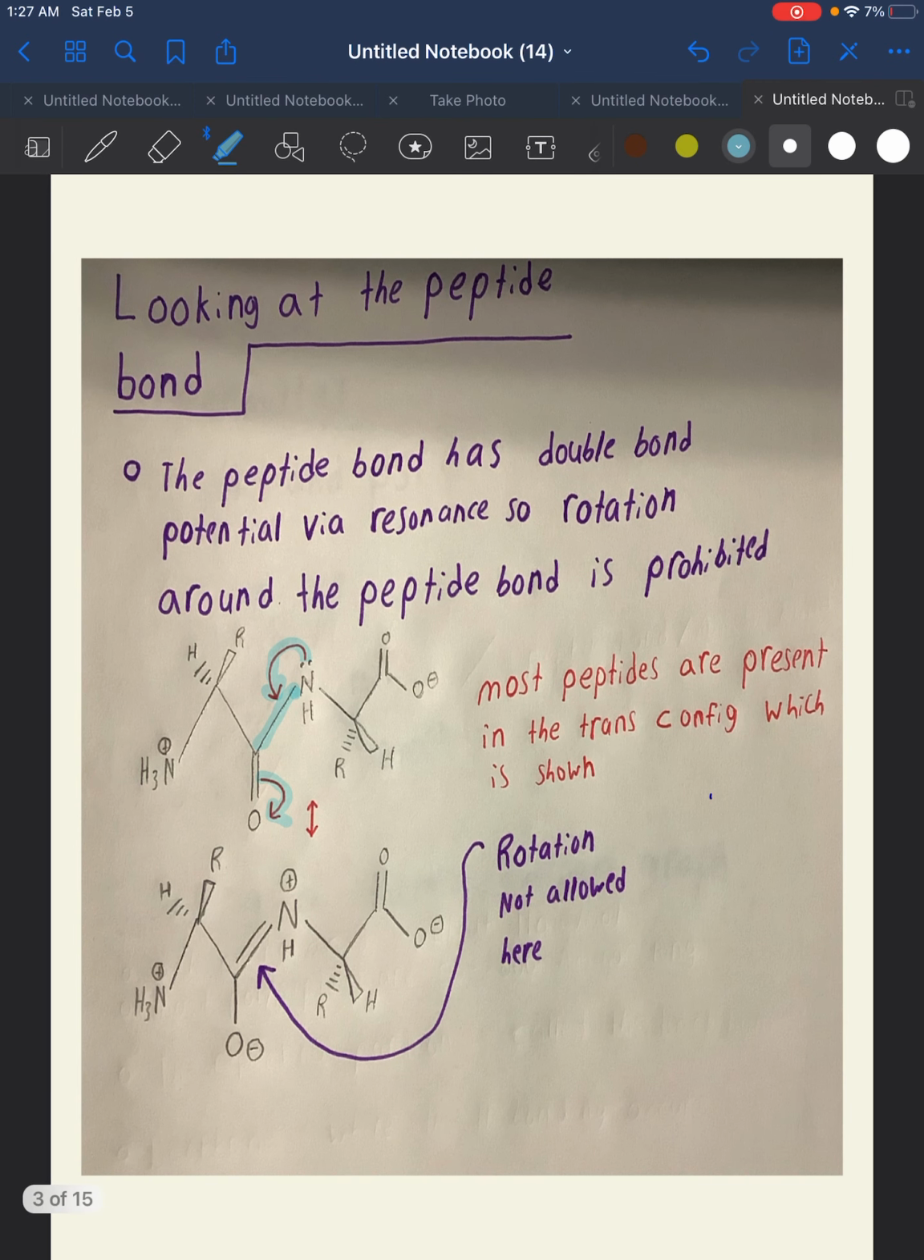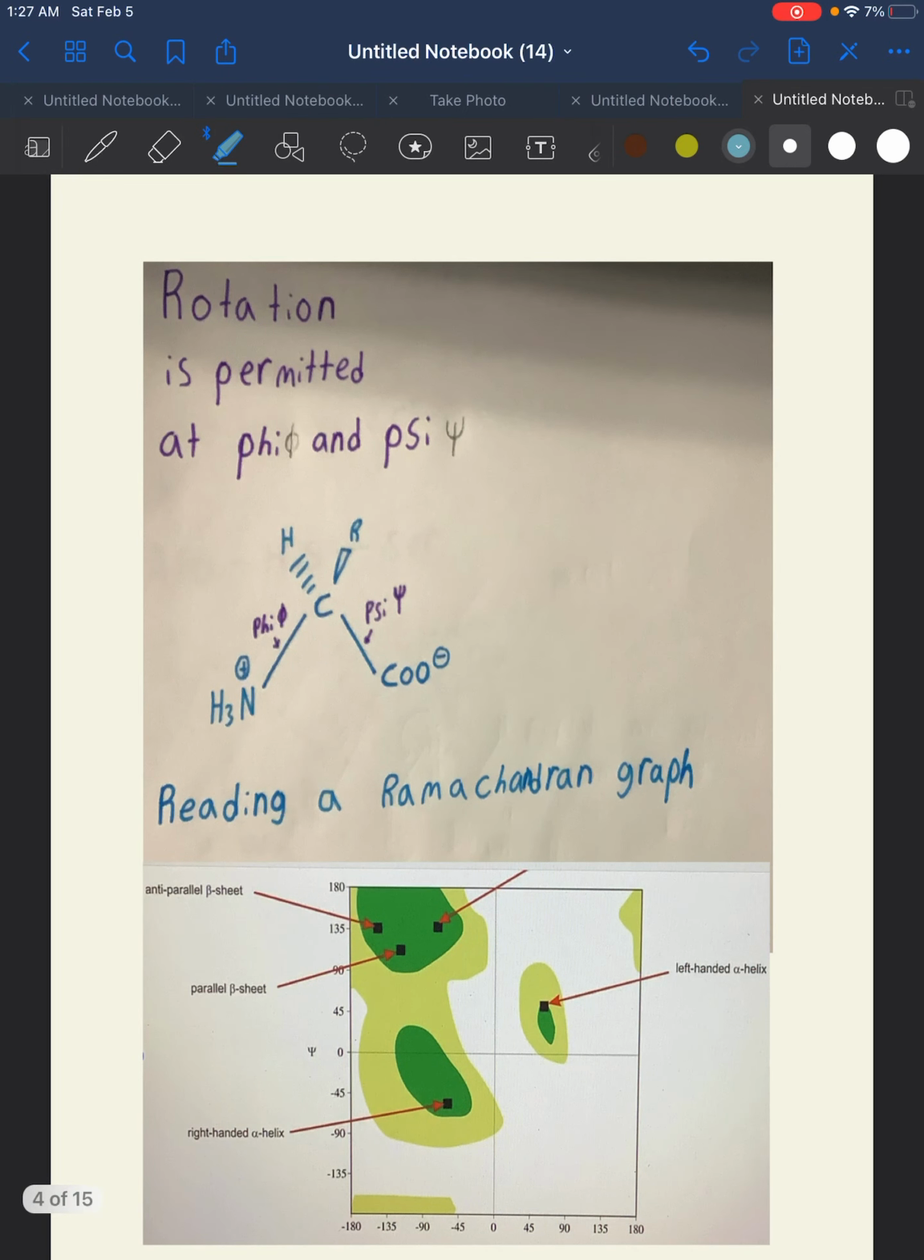Now, you can actually rotate the bond at your phi and psi bonds. The phi bond is on the left, the psi bond is on the right of the alpha carbon. So I'll show you in the next slide. So once again, here's your phi bond on the left and your psi bond on the right, and rotation is permitted here. Now there are various rotational angles that are more desired than others, and you can use what's called a Ramachandran graph to locate what angles are most desired.